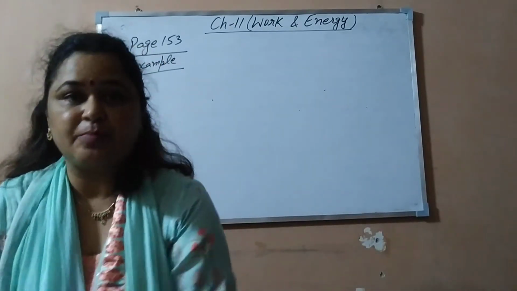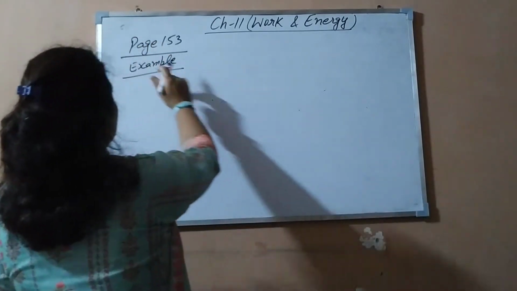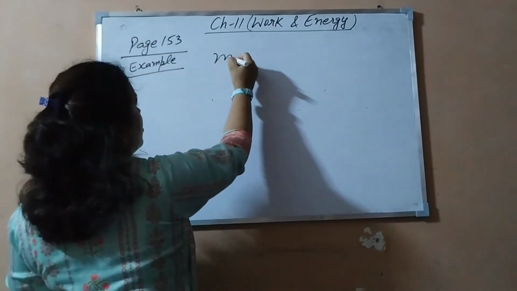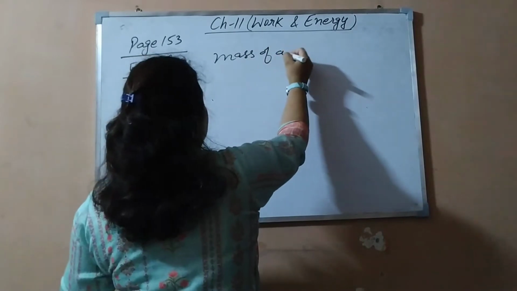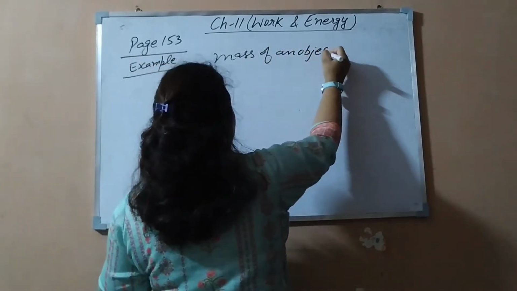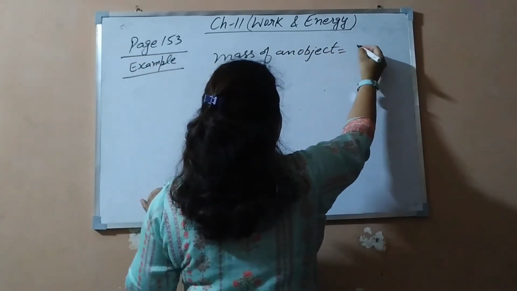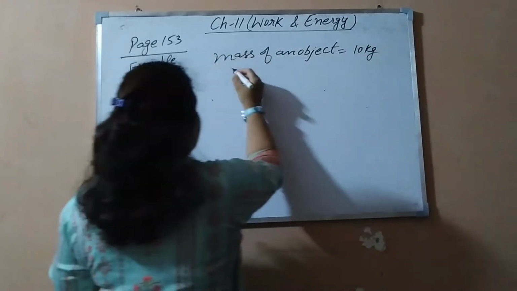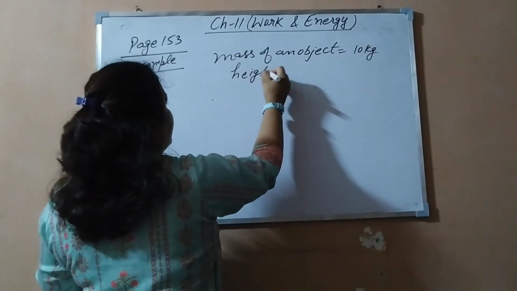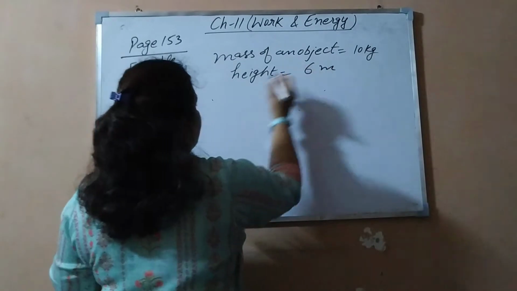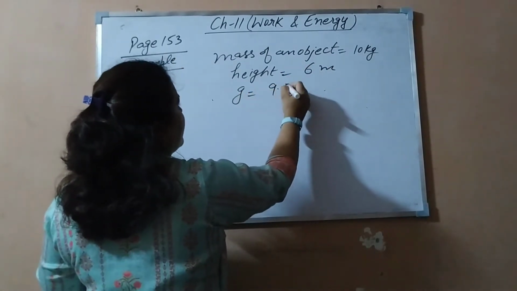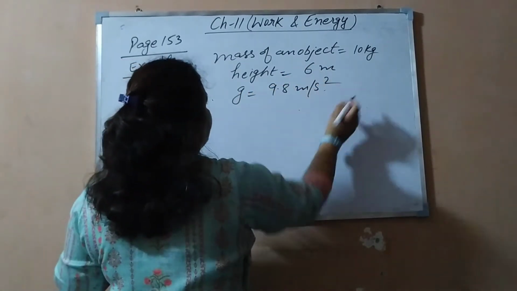It is a solved example. I am just solving that. So this example is given. So how we will do? Mass of an object. What is the mass of an object given? 10 kilogram. And what is the height to which it was raised? It was raised to 6 meter height. And what is the acceleration due to gravity value given? 9.8 meter per second square.